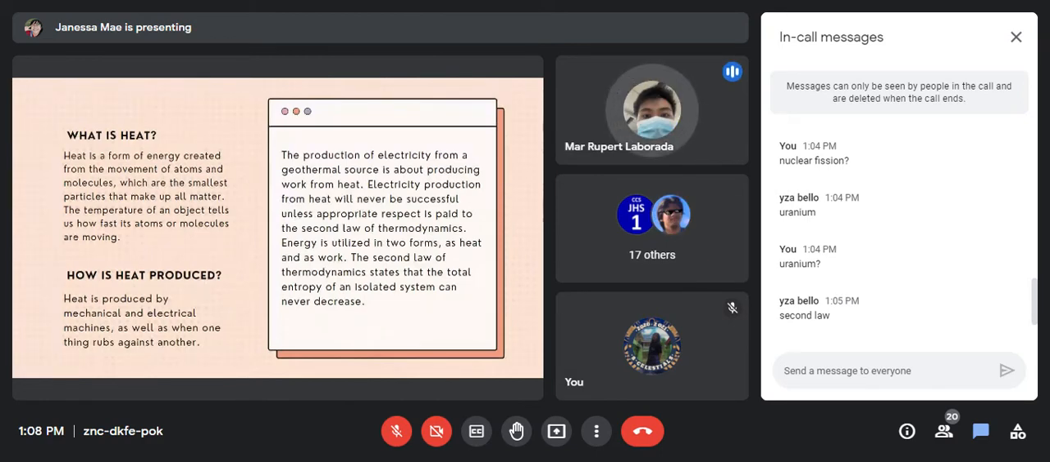What is heat? Heat is a form of energy created from the movement of atoms and molecules, which are the smallest particles that make up all matter. The temperature of an object tells us how fast its atoms or molecules are moving. How is heat produced? Heat is produced by mechanical and electrical machines as well as when one thing rubs against the other.